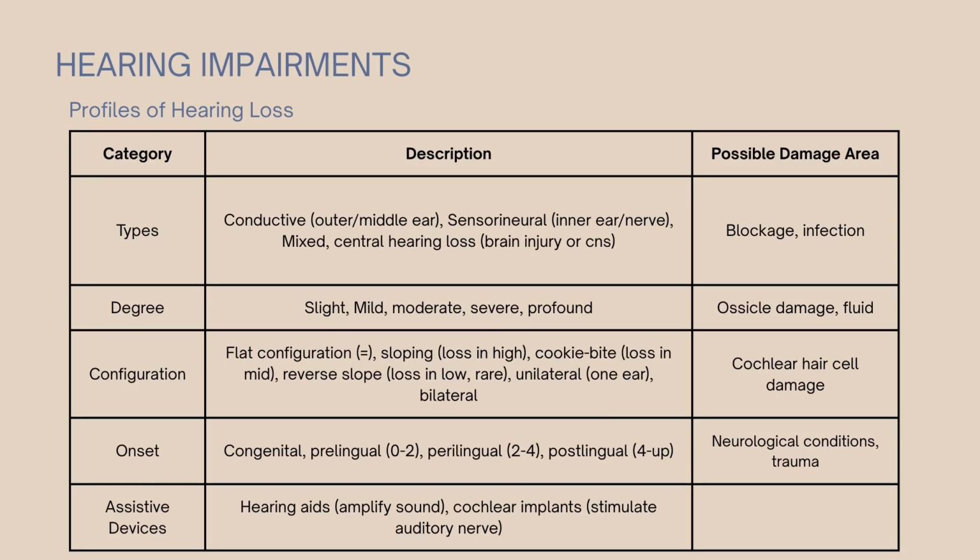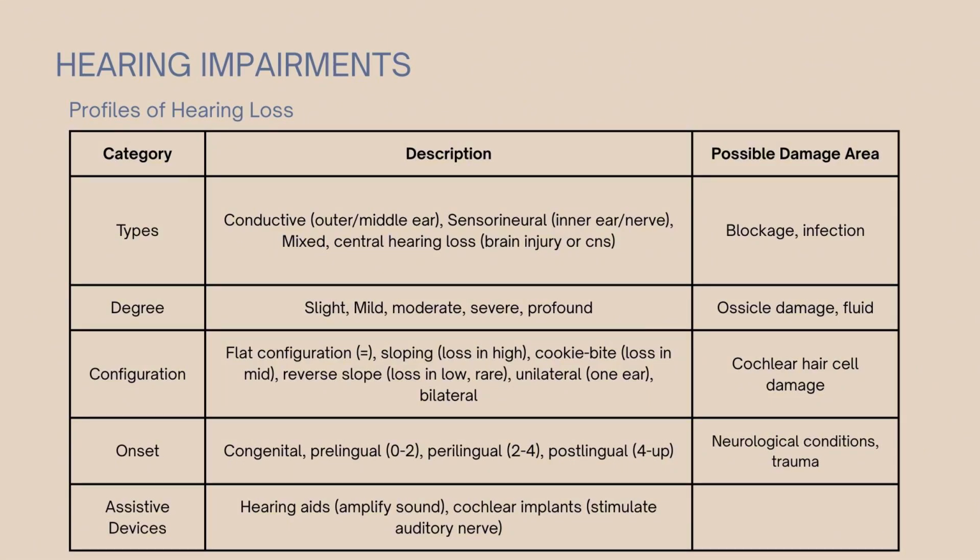Configuration, so we have flat configuration, meaning there's an equal loss in all frequencies. Sloping, meaning there is a loss in the high frequencies. Cookie bite is a loss in the middle frequencies. Reverse slope is the loss in the low frequencies, which is rare. And then it could be unilateral, or damage in one ear, or bilateral.